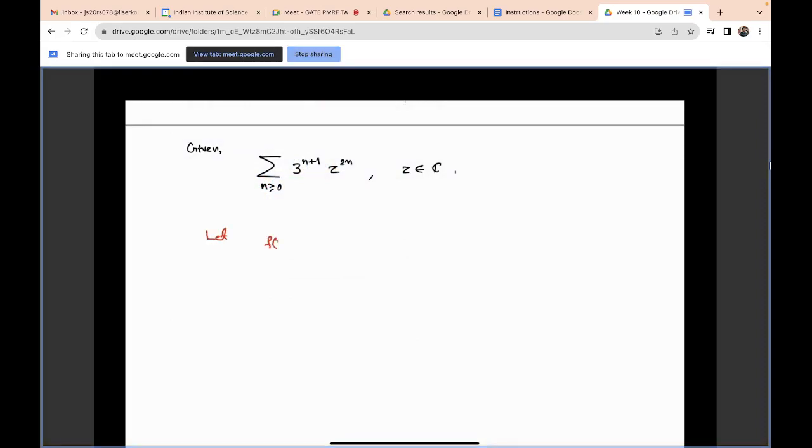Let f(z) equal the sum of Cn (z minus a) to the power n, for n equals 0 to infinity. This is a general form of a power series, where z is a complex number, Cn are complex numbers also, and a is some complex number. It is called the power series centered at a.